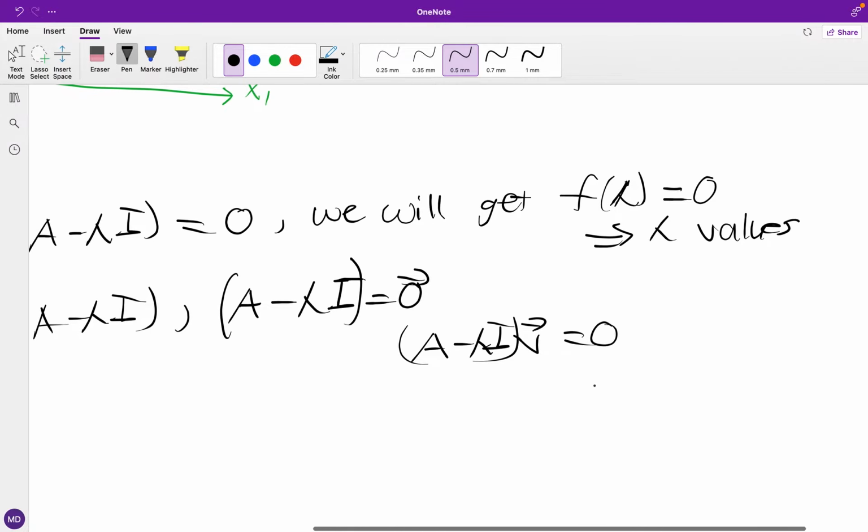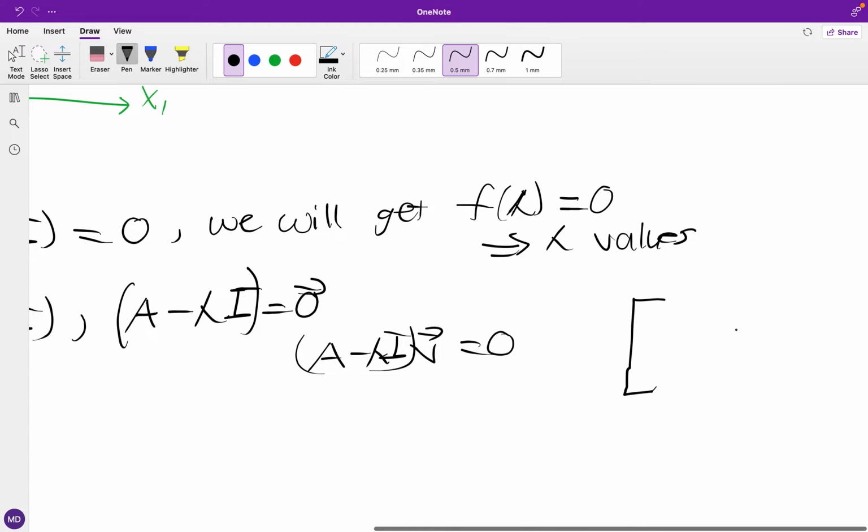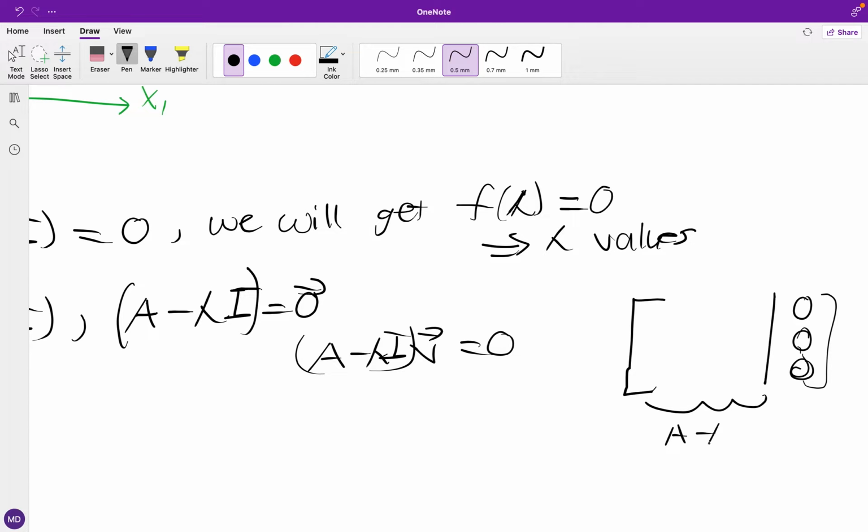So what we end up actually doing, to find the null space here, is we take the matrix A minus lambda I and we augment it with zeros. So on the left-hand side, this would be A minus lambda I.